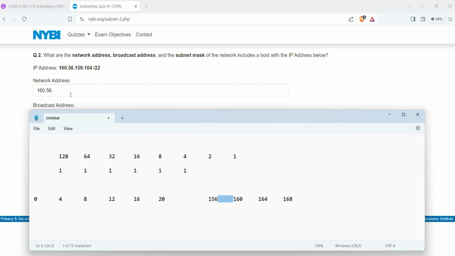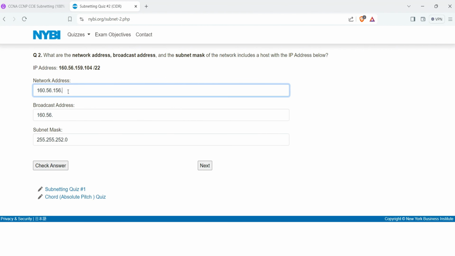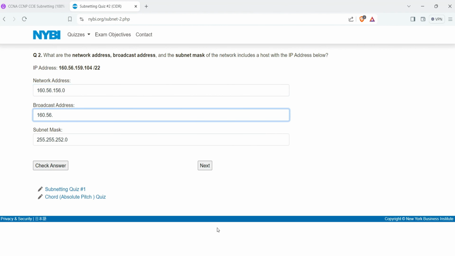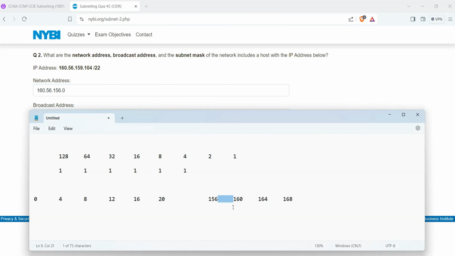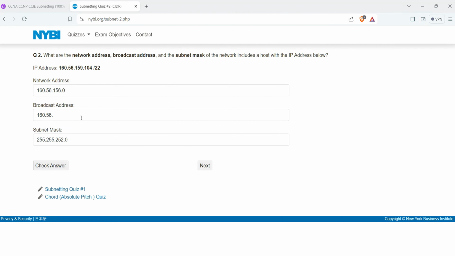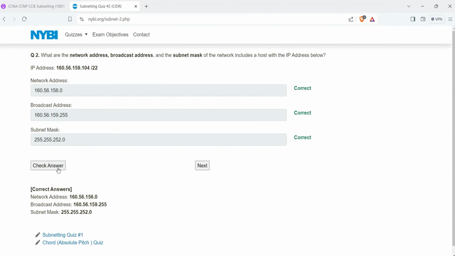So what is the network ID? 156.0. You see this? Now I know that the 159 falls in between this range. What is the broadcast? So 156.0 is the network ID, 156.1 is the first host, 159.254 is the last host, and 159.255 is the broadcast. See this? And let's check the answer. If you get, let's say, 10 correct straight through, that means you're perfect. So I'm going to go next.